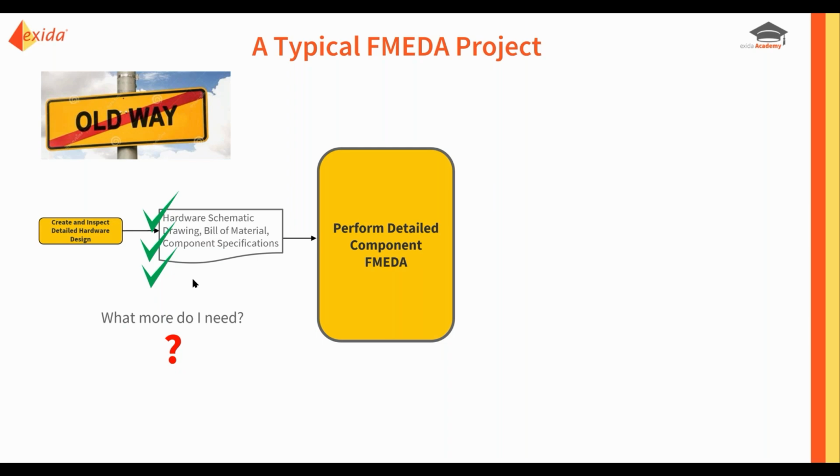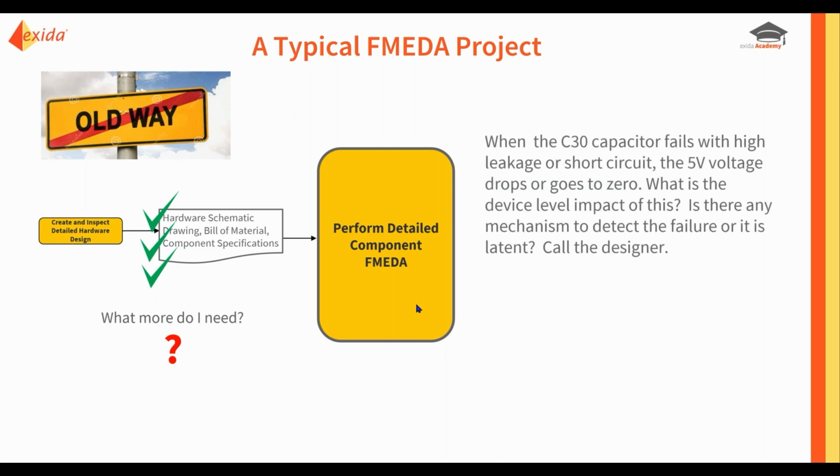Let's get started. And then we get going, and all of a sudden, we hit a certain part like C30, and we know it fails with a high leakage current or perhaps even a short circuit. And if that happens, we know this 5-volt output drops or goes to 0. And we can usually figure out what the device level impact of that is, safe or dangerous or annunciation or no effect. But then we wonder, gee, is there an automatic diagnostic to detect this failure?